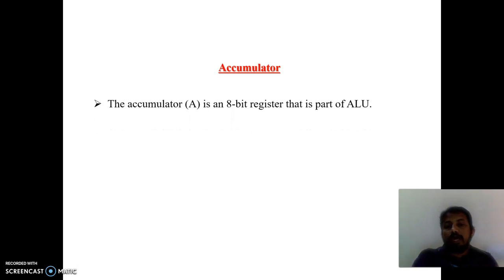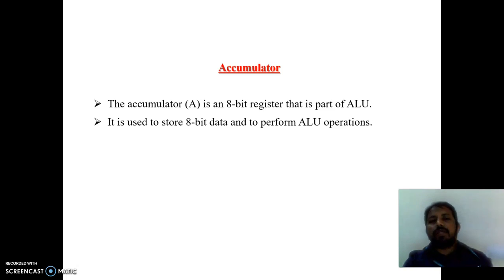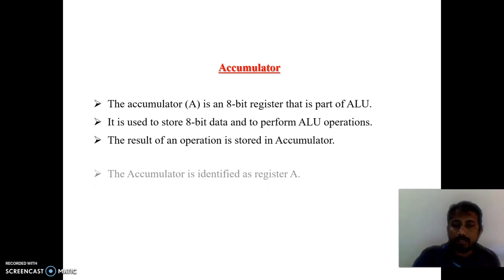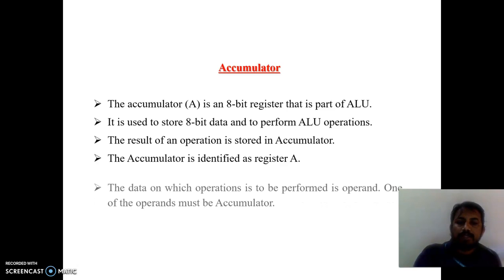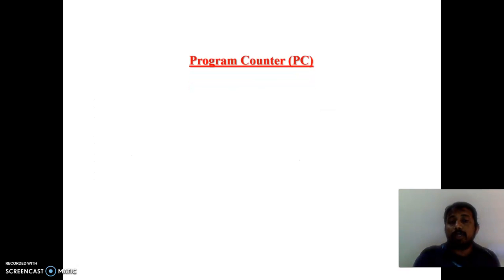In addition to this, you have an 8-bit accumulator, which is nothing but A. It is one of the major registers, connected to the ALU, because all the results of the operations, the results of addition, subtraction, are stored in the accumulator. Once the ALU performs the operation, the result is stored in the accumulator. The accumulator is the register where the operation is performed. One of the operands, when you are going to add two numbers, should be in the accumulator, and the result is stored in the accumulator.